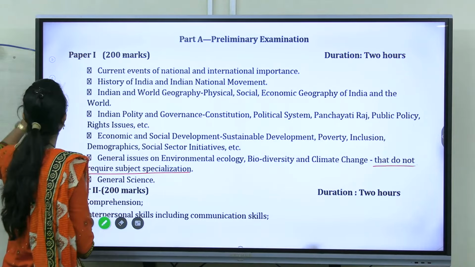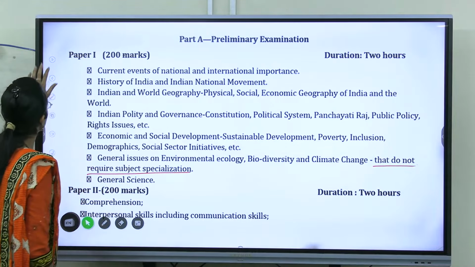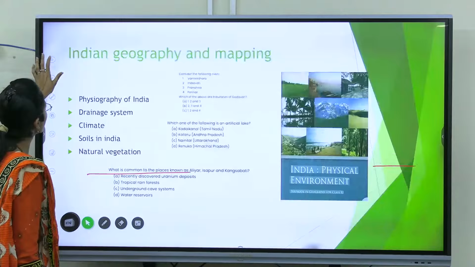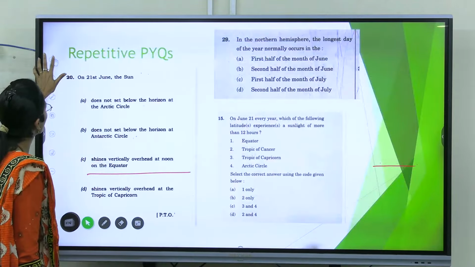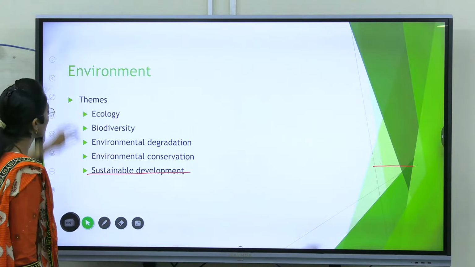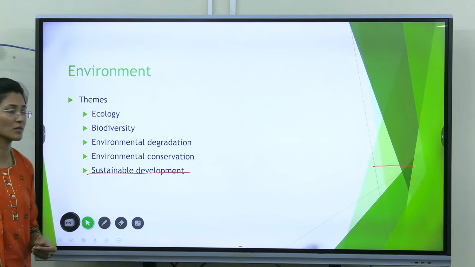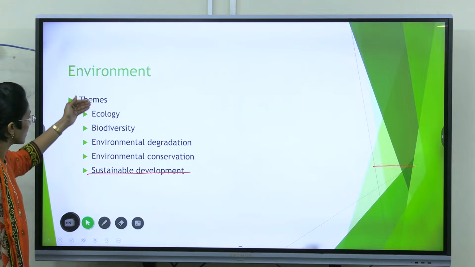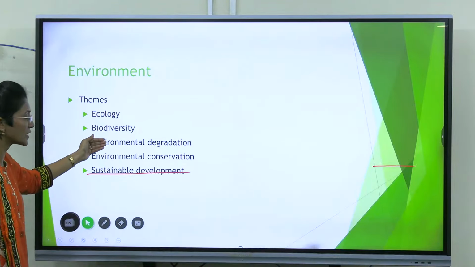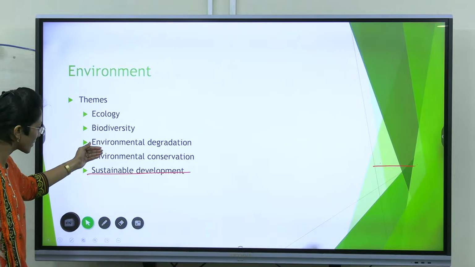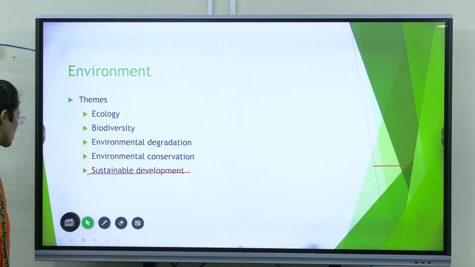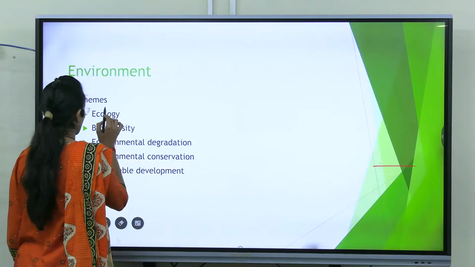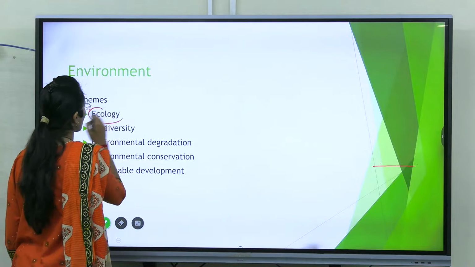So we have seen the number of questions being asked. So what are the micro topics under environment? We can broadly divide environment under 5 themes. One is ecology, basics of ecology, biodiversity, environmental degradation, environmental conservation, and sustainable development. So what comes under ecology? What comes under ecology?